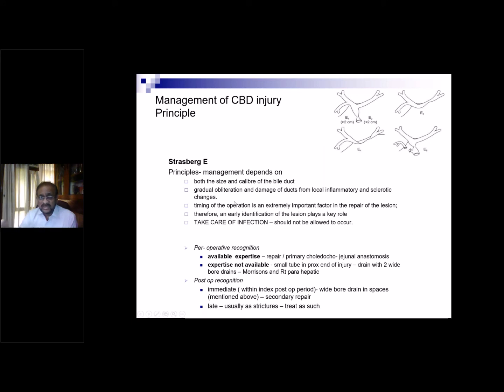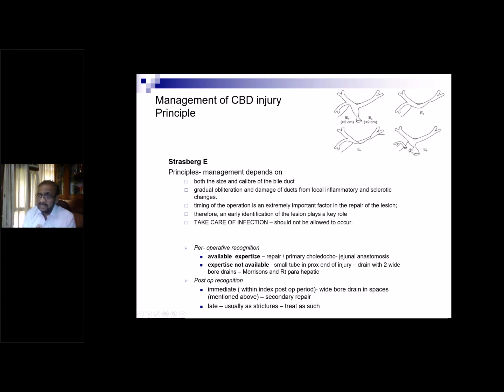So the infection should be treated as early and as completely as possible. Time of the operation is an extremely important factor in the repair of the lesion, and that should be as early as possible. I'll just tell you what other factors take a role. Taking care of infection and early identification of the lesion play a very important and key role. Per-operative recognition, you have diagnosed on the table, and available expertise.